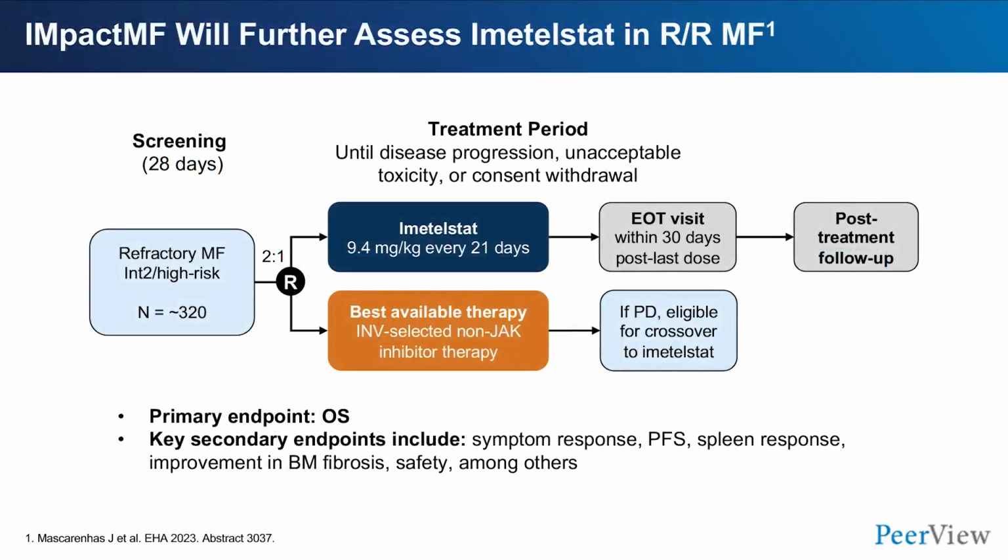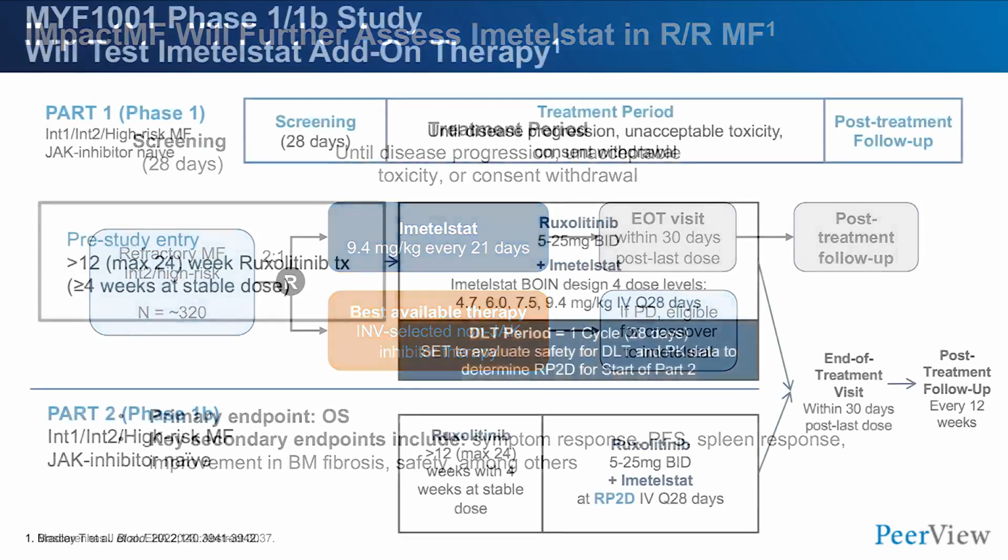So how do you further assess this? We all got excited about the Geron trial in the phase 2 setting. How do you know it's better than standard of care? So this is all about randomizing patients who have refractory disease to imetelstat versus best available therapy. And that looks at patients who get the 9.4 milligram per kilogram dose every 21 days, and then we have the end of study visit. So post-treatment follow-up has been key here.